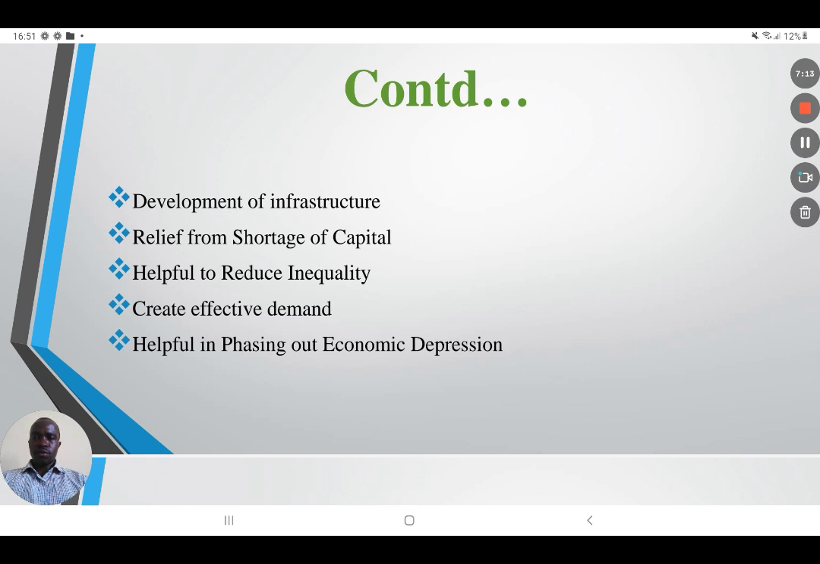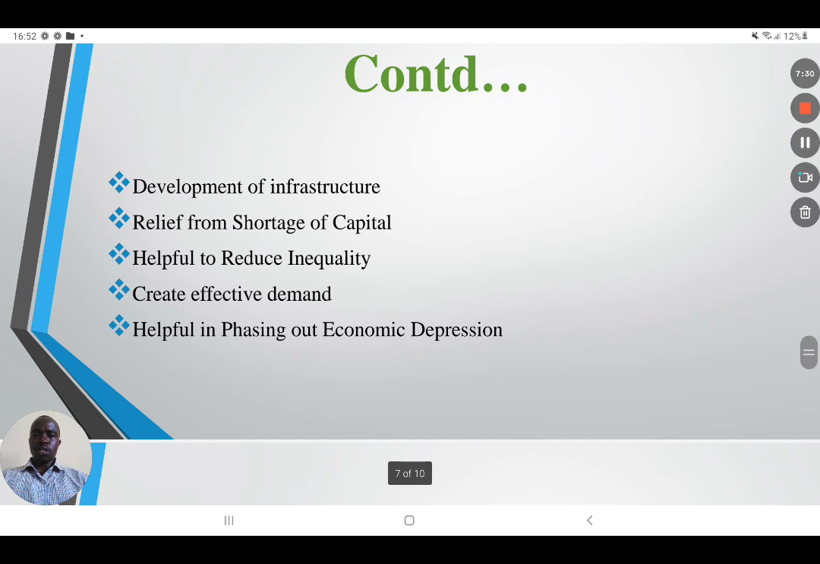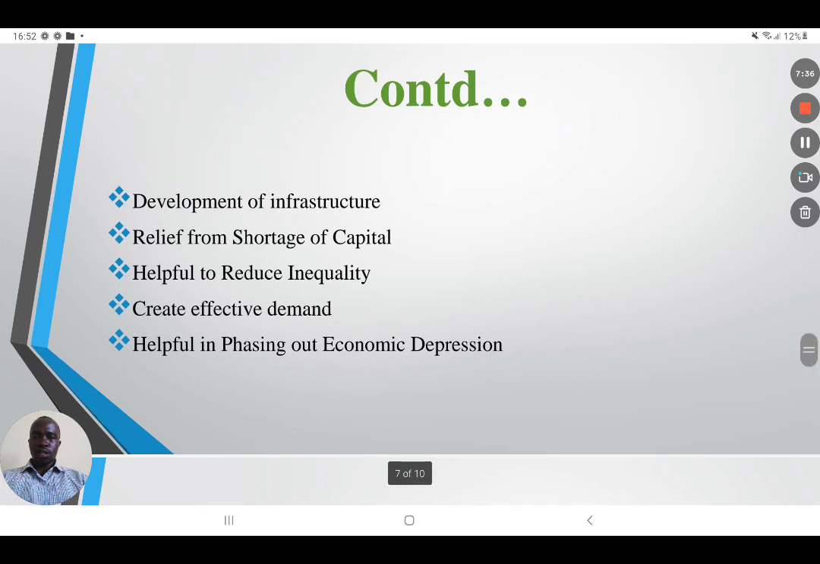It is also helpful in reducing inequality. In regards to income generation, agriculture plays a key role in ensuring that there is equality in terms of income generation by different citizens in a given country. It also creates effective demand. Agriculture is also helpful in phasing out economic depression in a given country. Agriculture plays a very key role when it comes to phasing out economic depression.